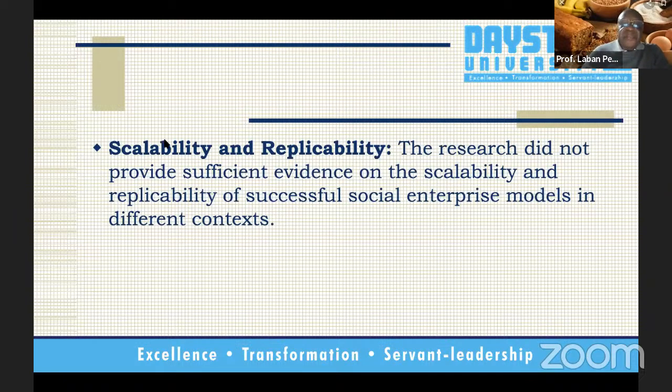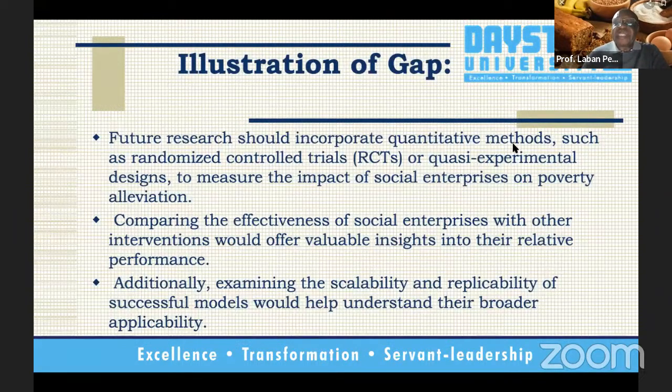So look at this. Future research should incorporate quantitative methods. I love these ones, such as randomized controlled trials, RCTs, or quasi-experimental designs to measure the impact of social enterprises on poverty alleviation. Comparing the effectiveness of social enterprises with other interventions should offer valuable insights into their relative performance.